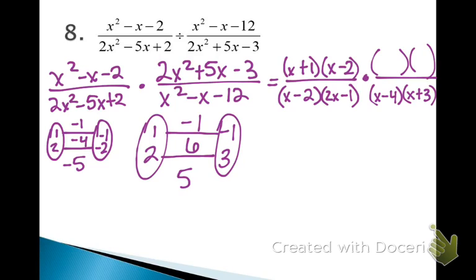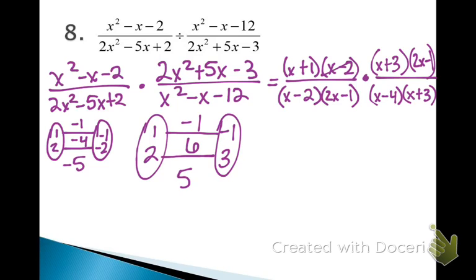What's one of my factors? 1x plus 3. X plus 3. My other one is 2x minus 1. Lots of factoring on this one. What do we need to do next? What cancels? X plus 2? There is no x plus 2.